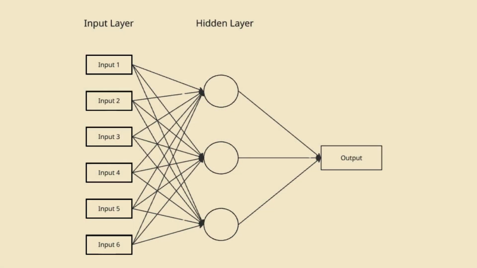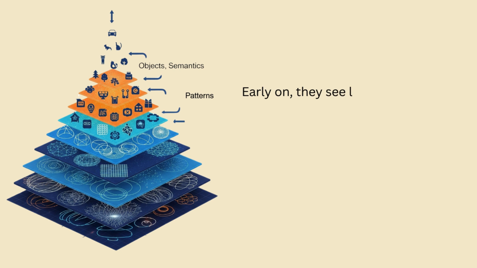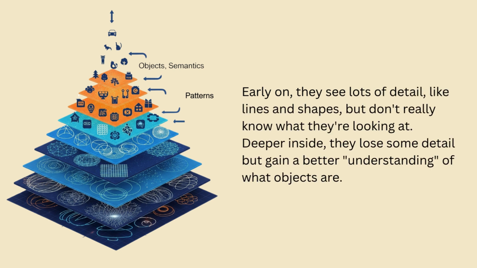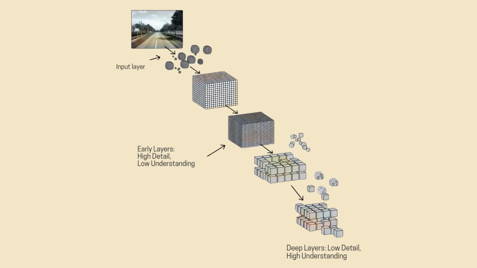Now, conv-nets themselves inherently produce a multi-scale feature hierarchy. As an image passes through the network, each layer generates feature maps of different spatial resolutions. Early on, they see lots of detail, like lines and shapes, but don't really know what they're looking at. Deeper inside, they lose some detail but gain a better understanding of what objects are. The problem was, these early, detailed levels didn't have enough smartness to recognize objects well. And the deep, smart levels had lost too much detail to find tiny objects accurately.